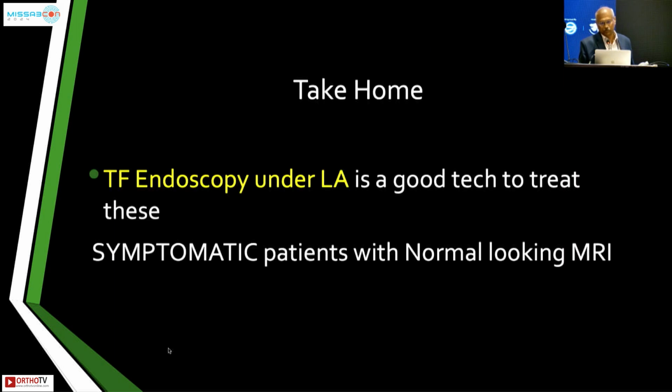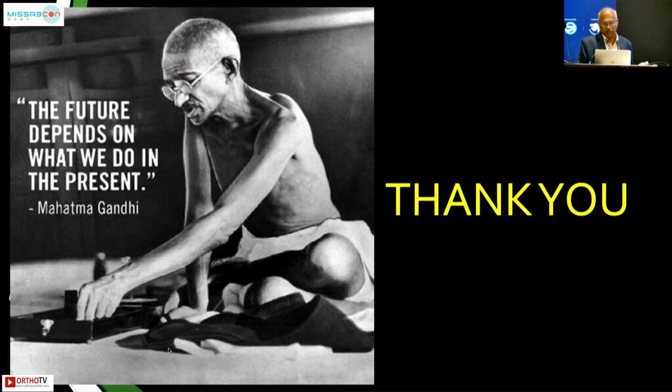So we need to always consider that a symptomatic patient with a normal-looking MRI is not really a normal-looking MRI unless we do other things to confirm our diagnosis, and we open our eyes to newer things which are still there to be found out, diagnosed and treated. Thank you.